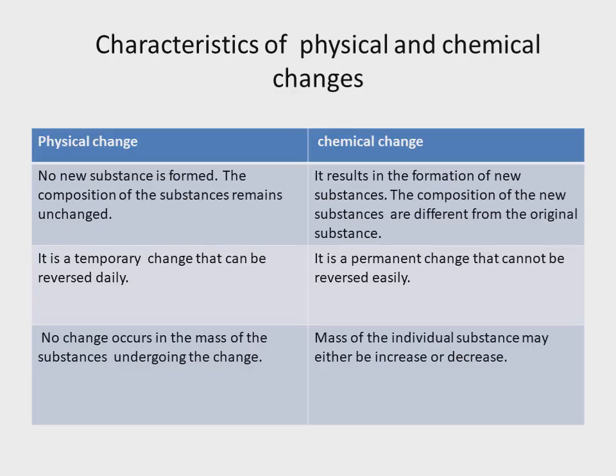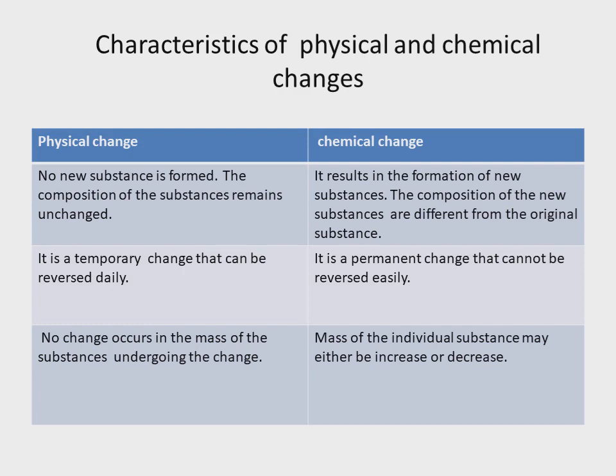Now characteristics of physical and chemical changes. Dear children, let us go through the differences. In a physical change, no new substance is formed. The composition of the substance remains unchanged, while in a chemical change, it results in the formation of new substances. The composition of the new substance is different from the original substance. And in a physical change, it is a temporary change that can be reversed easily, while in a chemical change, it is a permanent change that cannot be reversed easily.